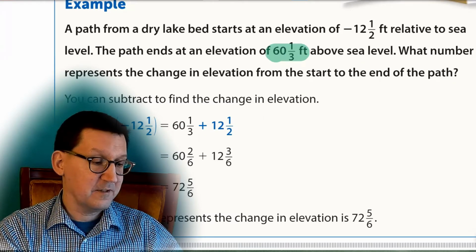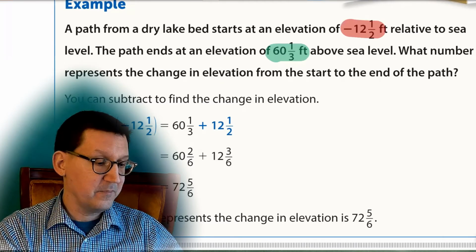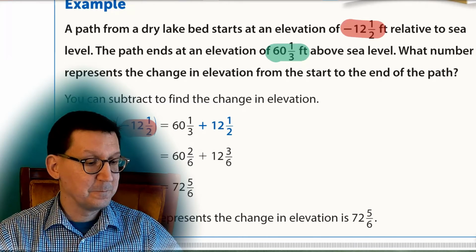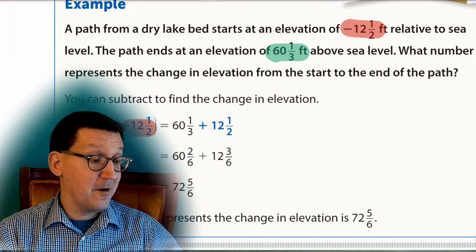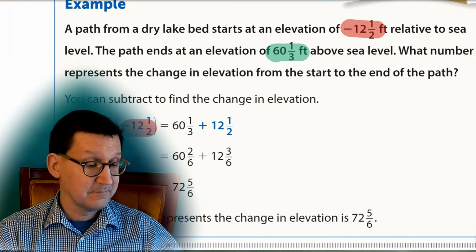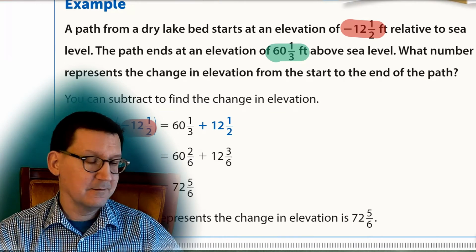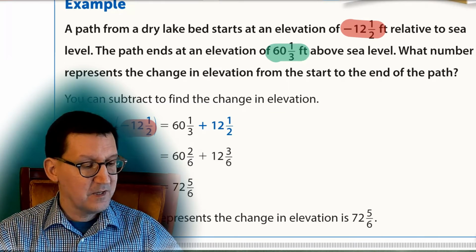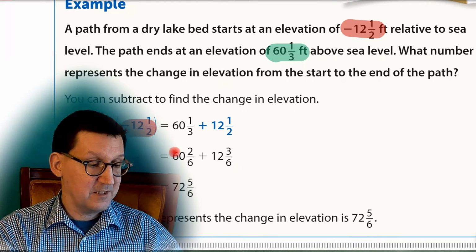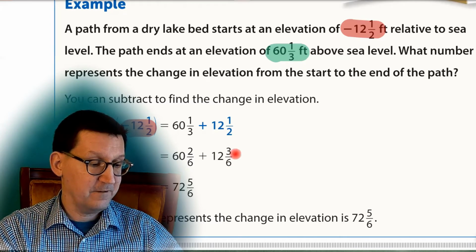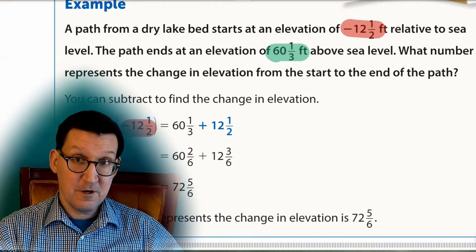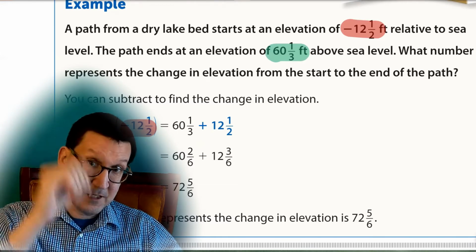So 60 1/3 is where we ended up. Negative 12.5 is where we start. Since we're finding the difference, we're subtracting. So 60 1/3 minus a negative 12.5 is the same thing as 60 1/3 plus 12.5. Hey, that's easy to do. That's just adding. So we find ourselves common denominators. 60 2/6 plus 12 3/6. Add those together, and that gives us 72 5/6. So that represents the change in elevation from the start at negative 12.5 all the way up to 60 1/3.